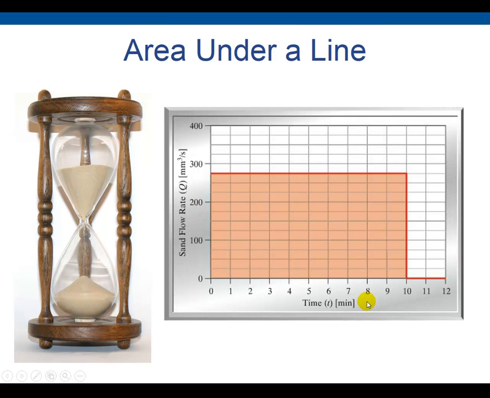But if you look at this graph, this is time, and the sand flow rate is consistent, 275 is consistent. The area under this line is actually the volume we are looking for. So sand flow rate times the time gives how much volume we need to build this 10-minute hourglass.